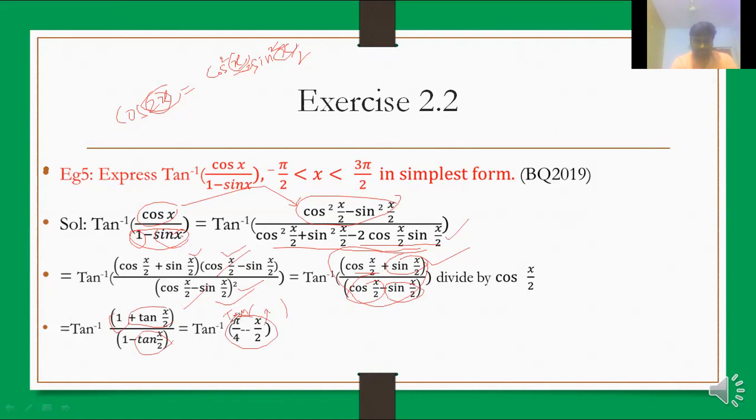Okay. So then tan inverse cancel. We'll be left with the answer pi by 4 minus x by 2. So this is the answer. The answer was not given clearly in this problem. Pi by 4 minus x by 2 is the answer.